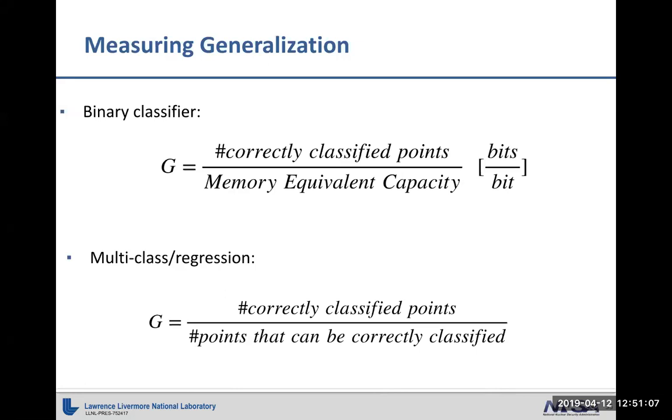It's not so measurable for regression and multi-class, I haven't figured it out yet, but it's still the number of points that could be correctly classified, and that still holds.